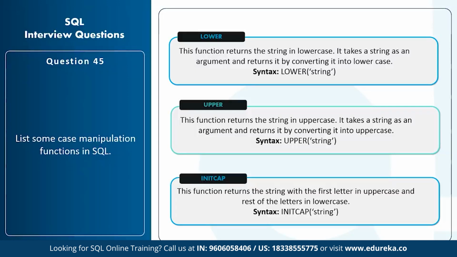Now moving forward to the next function, that is the upper function. This function returns the string in uppercase. It takes a string as an argument and returns it by converting it into uppercase. So the syntax for this particular function is upper, and in brackets you mention the string within the quotes. Moving forward to the third function, that is the initcap. This function returns the string with the first letter in uppercase and the rest of the letters in lowercase. So the syntax for this function is basically initcap, and in brackets you mention the string with quotes. So guys, these were the three case manipulation functions in SQL.